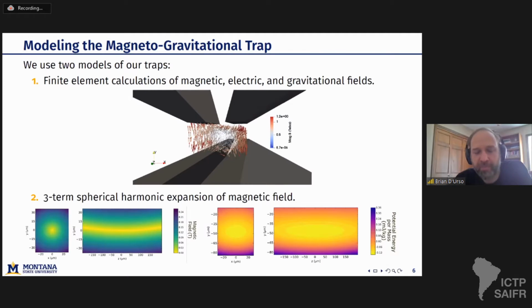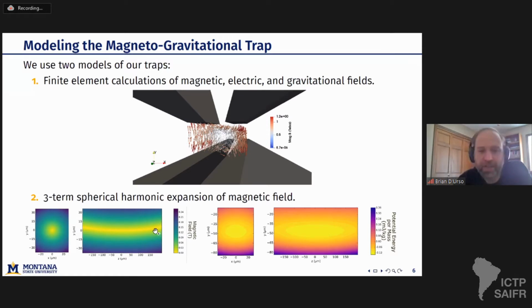In terms of modeling these traps, we use some finite element calculations to model the fields, but we also often use a very simple model that's just a 3-term spherical harmonic expansion of the magnetic field, which I show in the bottom here. On the left is the magnitude of the magnetic field, either looking down the axis of the quadrupole or looking perpendicular to that. You can see this sort of smile-shaped region, which is the zero field region in the quadrupole that curves up as you leave the center of the trap.